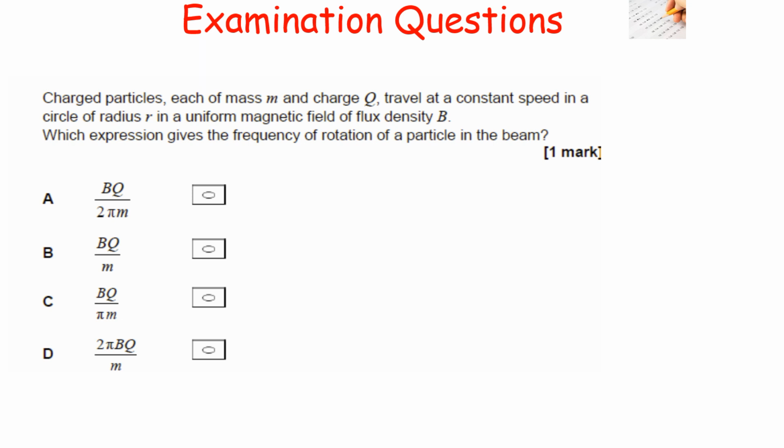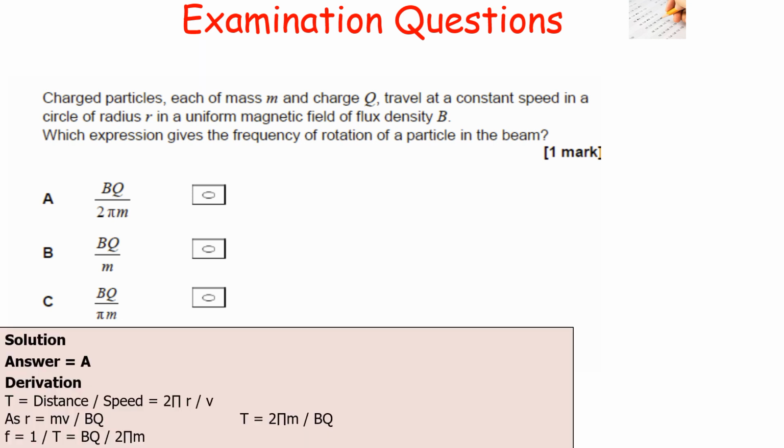Right, so our answer here is going to be A, because you know that time is distance over speed, just rearranging speed as distance over time. So our distance is going to be 2 pi times r, because we are moving in a circular beam, because it says we're going in a circle, so therefore our distance we're going to travel is going to be the circumference, which is 2 pi r. Then we divide it by our speed v. Now we know, because it's a charged particle moving in a magnetic field, that we can say the centripetal force is equal to the magnetic force.